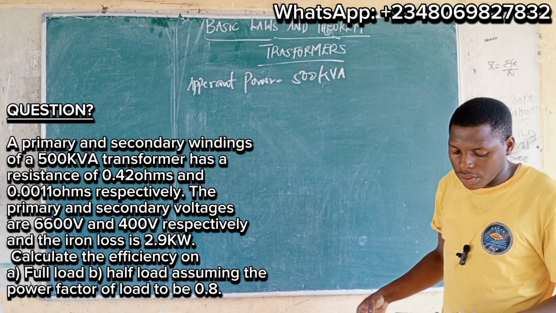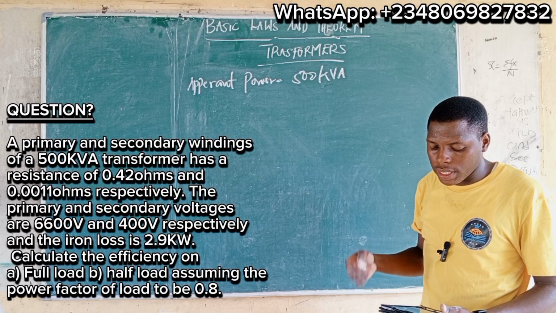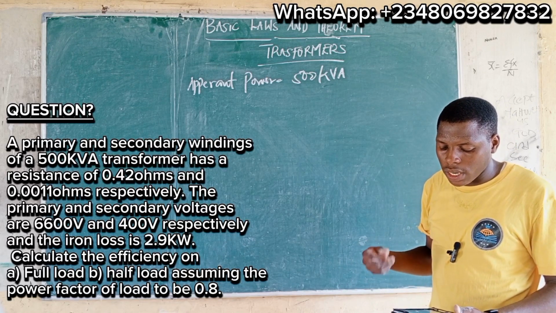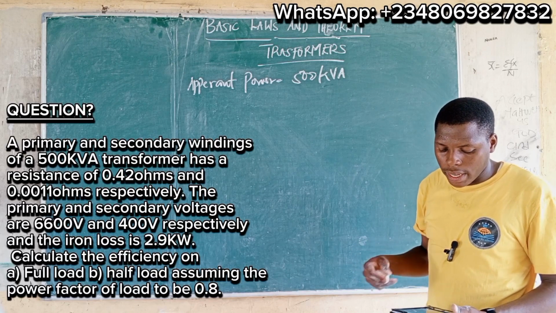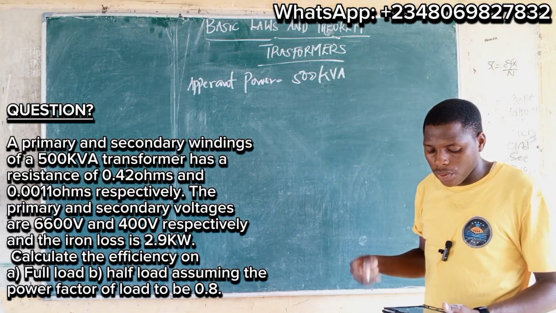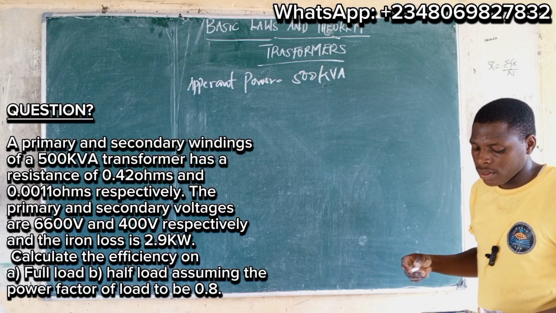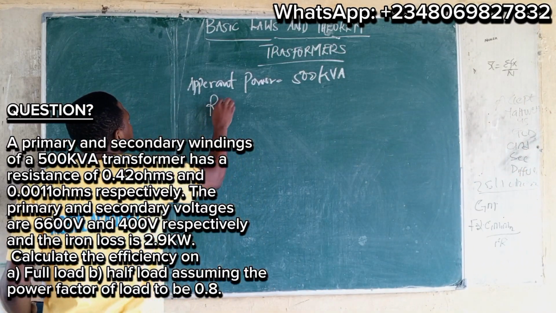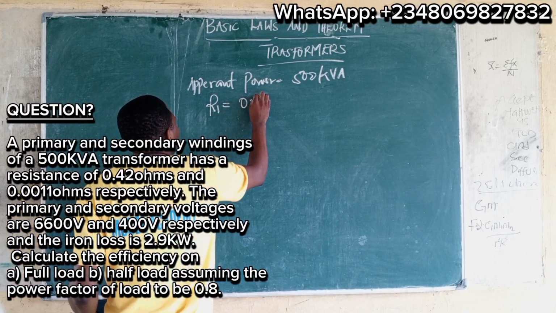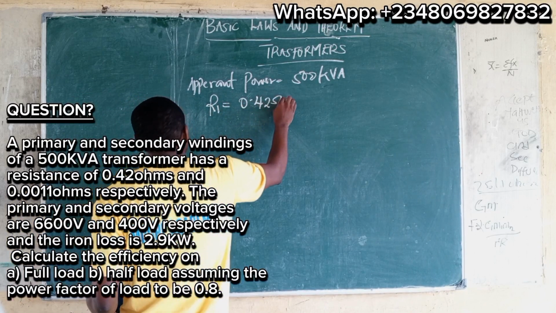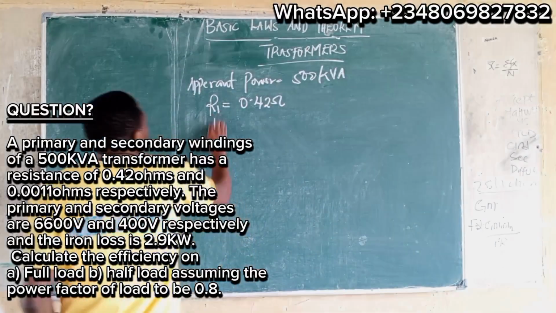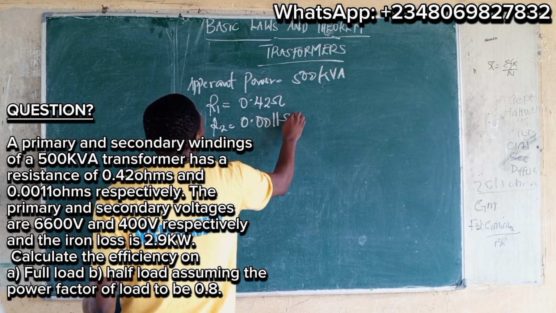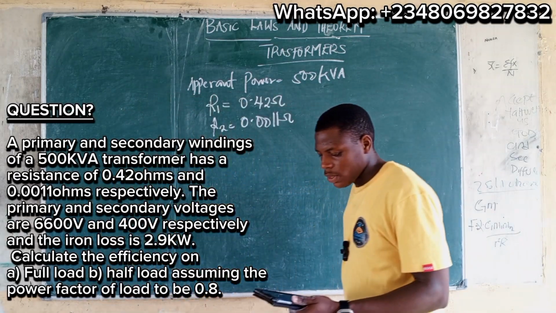The primary and secondary winding of a 500 kVA transformer have a resistance of 0.42 ohms and 0.0011 ohms respectively. So we are given R1 to be 0.42 ohms and R2 to be 0.0011 ohms. Let's go on.